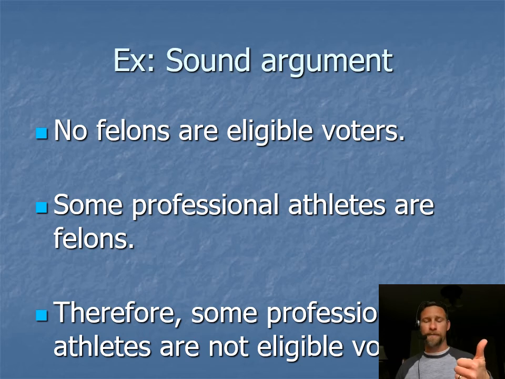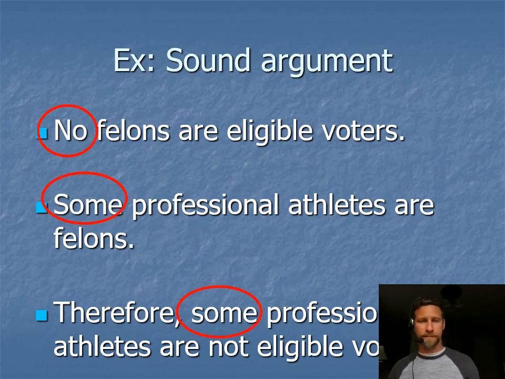Good. Well, now, if you go back to the definition of soundness, soundness says it's valid, number one, but number two, the premises are actually true. So look at those premises. No felons are eligible voters. And again, we're pretending for the moment that that's true across the United States. So we'll say that's true. And then the second premise reads, some professional athletes are felons. Well, we know that to be true. Michael Vick was an example, right? And there's professional athletes who were charged with murder and all sorts of things. So we know the two premises are true. Valid conclusion, true premises. That makes this sound. This is a sound argument.